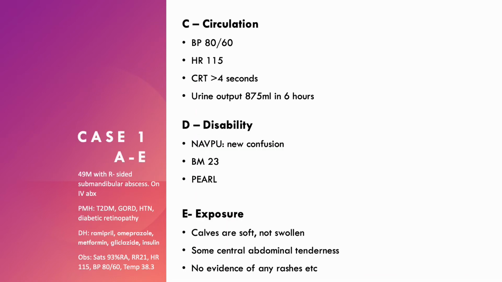So we look at the patient's circulation. The blood pressure is 80/60, the heart rate is 115, the capillary refill time is more than 4 seconds, and he has a urine output of 875 mL in 6 hours.